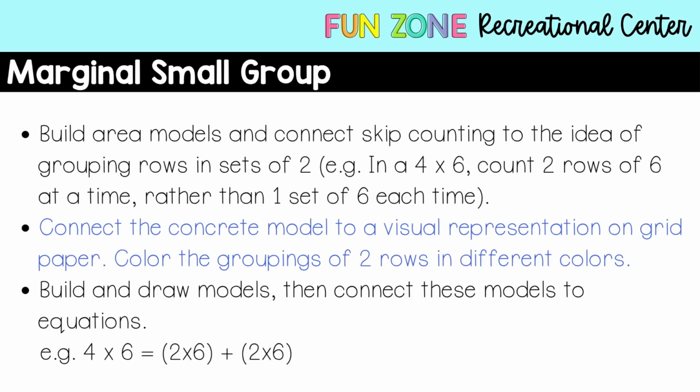For students that demonstrate marginal understanding, you will build area models and connect skip counting to the idea of grouping rows in sets of 2. For example, in a 4x6, count 2 rows of 6 at a time rather than 1 row of 6 each time. You will connect the concrete model to a visual representation on grid paper. Then color the groupings of 2 rows in different colors. You will also build and draw models and connect these models to equations. Connect that 4 times 6 is the same as 2 rows of 6 plus 2 rows of 6.